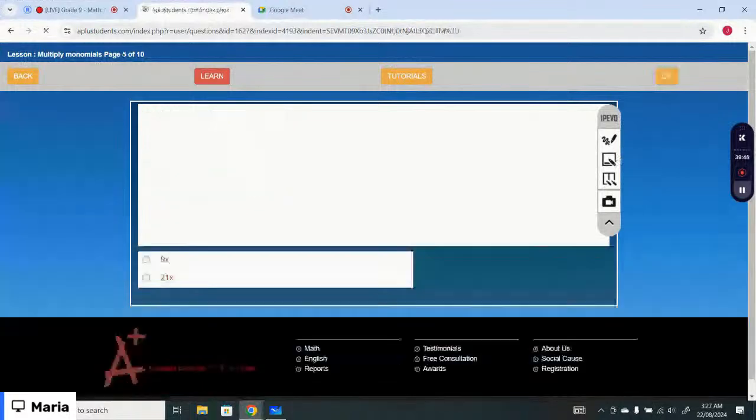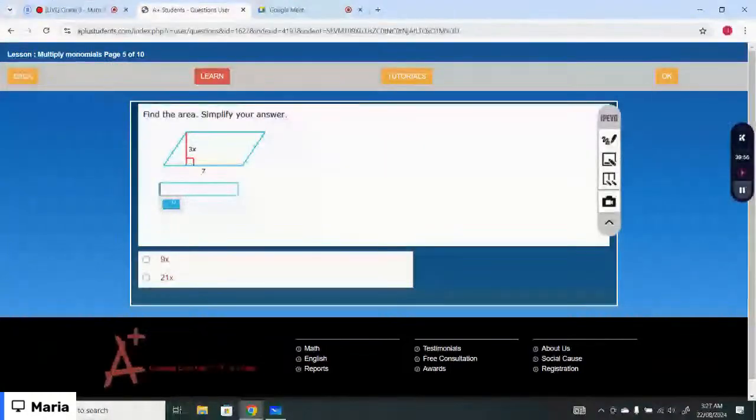Find the area. Simplify your answer. So, which is the correct option? The correct option is 21x. 7 times 3 is 21. So, option number 2 is the correct option.